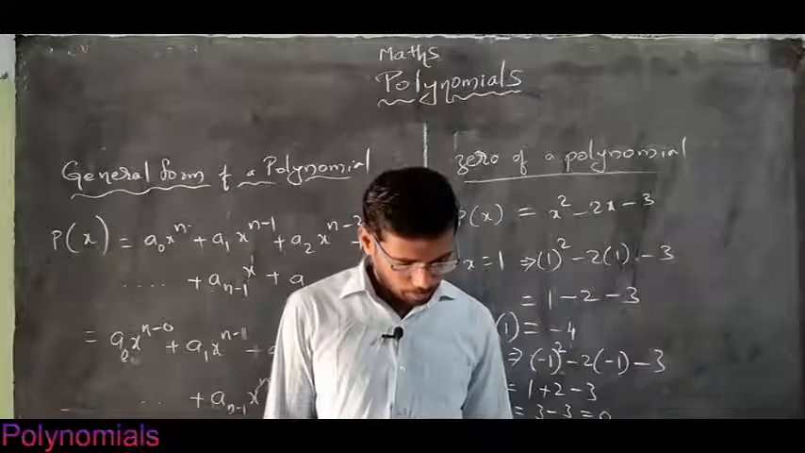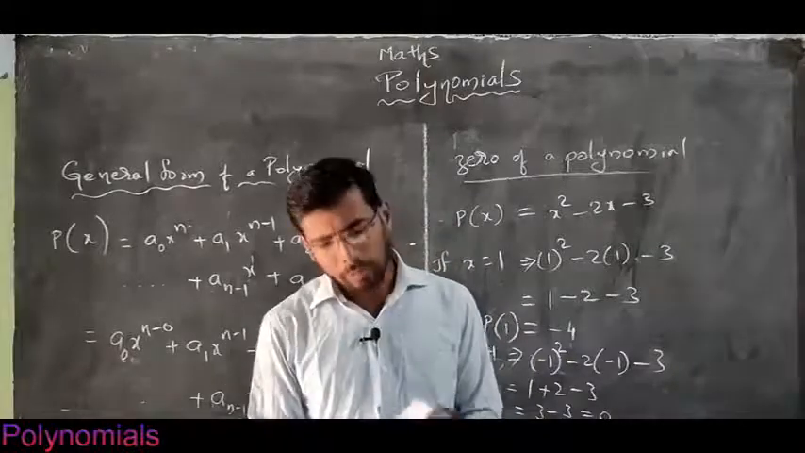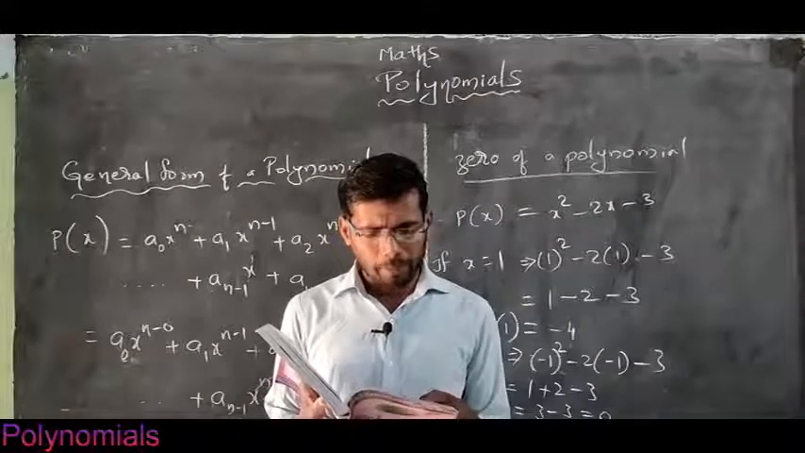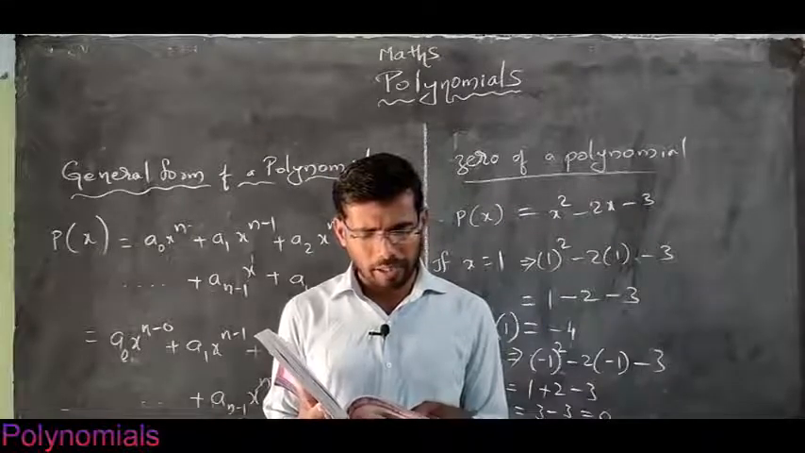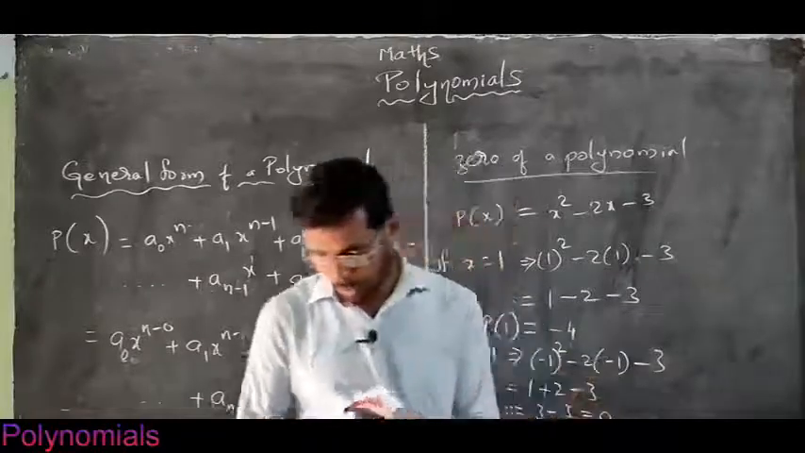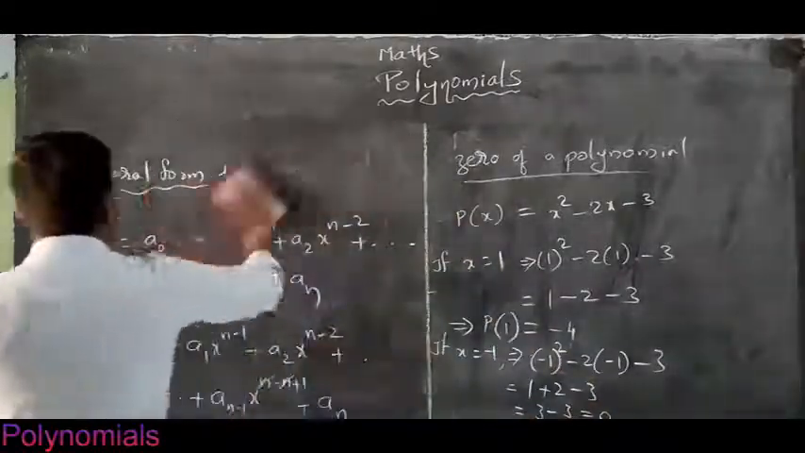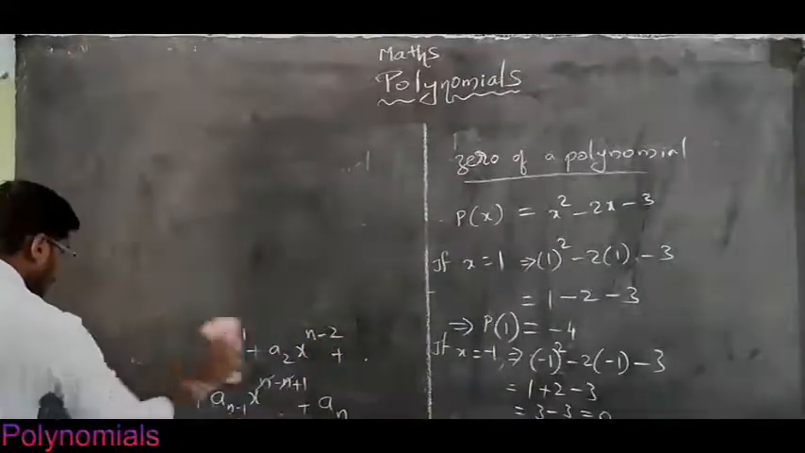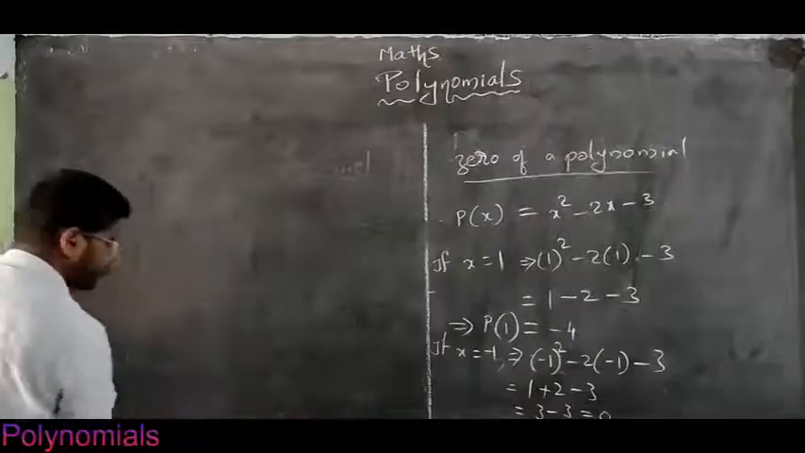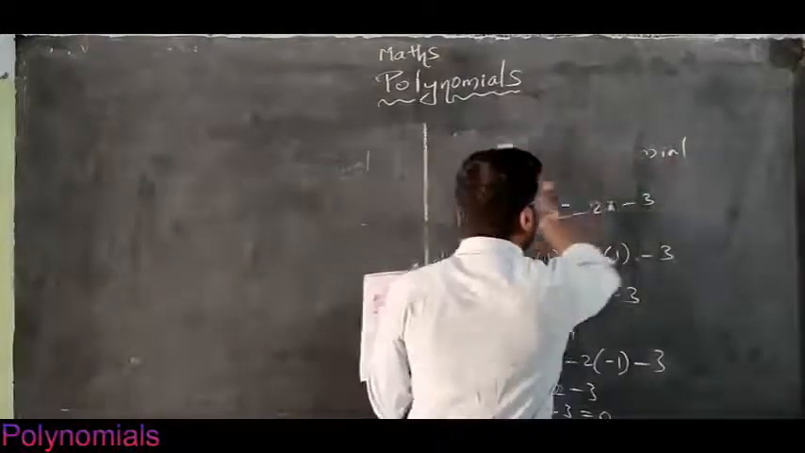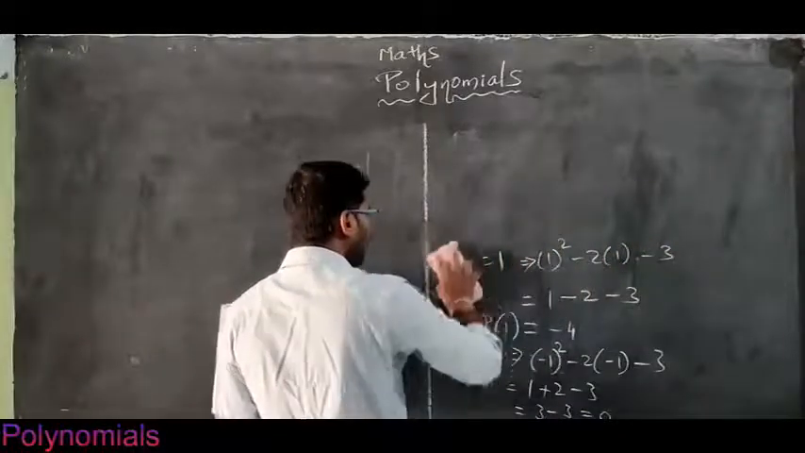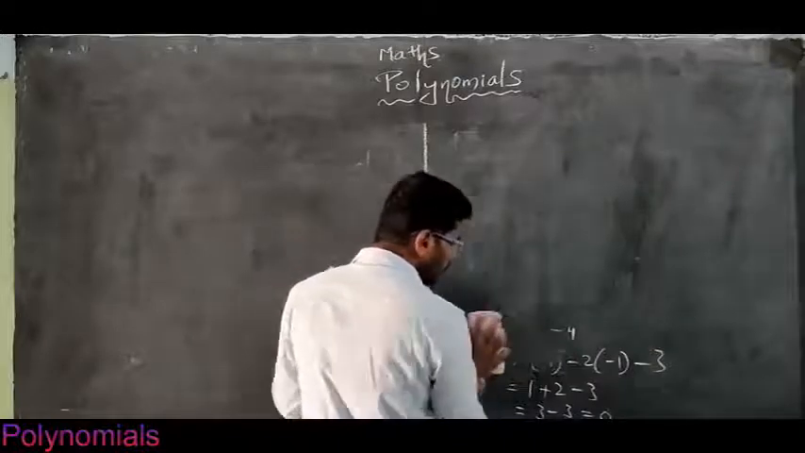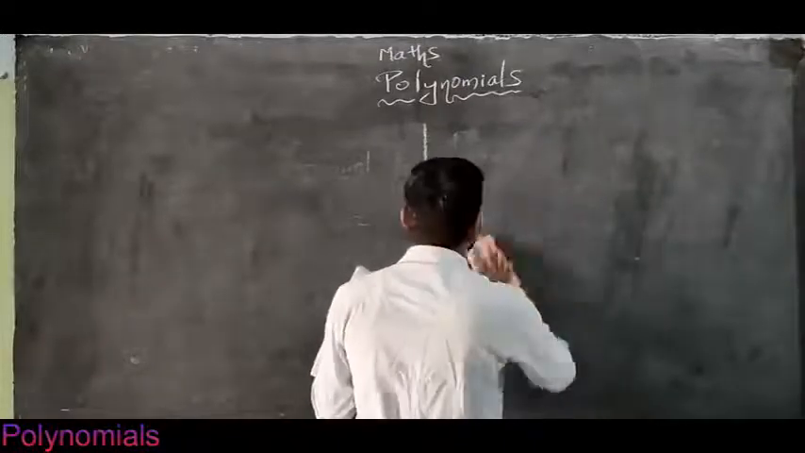In exercise 3.1, first one: p of x equals 5x to the power of 7 minus 6x to the power of 5 plus 7x minus 6. What is the coefficient of x to the power of 5? Zero of a polynomial means: if you substitute a value and the polynomial becomes 0, that value is called the zero of the polynomial.